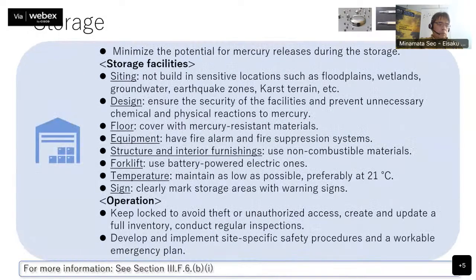For storing mercury waste, the bottom line is to minimize the potential for mercury releases. The TG provides guidance on storage facilities such as siting and design specifications, as well as guidance on the operation of storage facilities such as developing an inventory and conducting inspections and safety procedures.